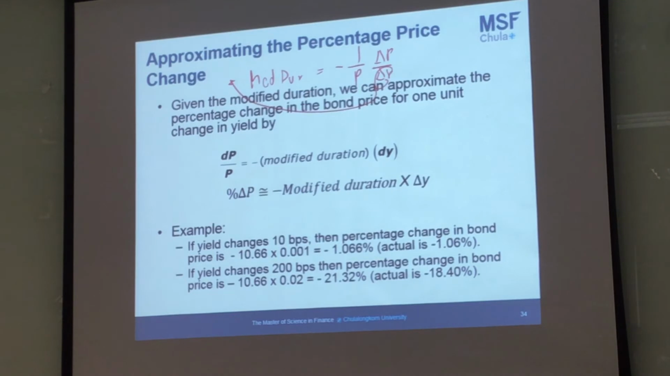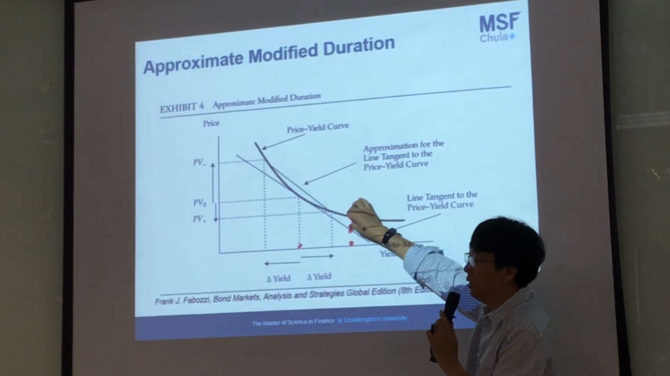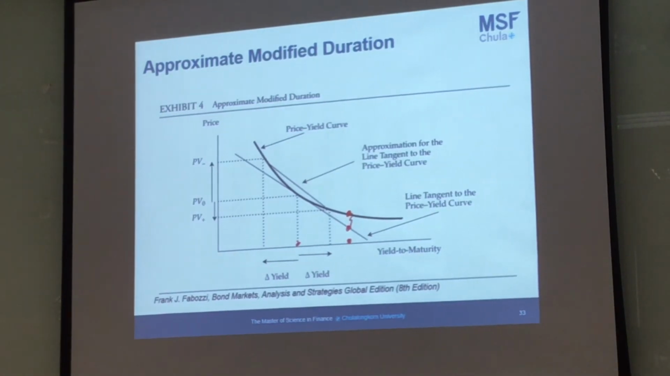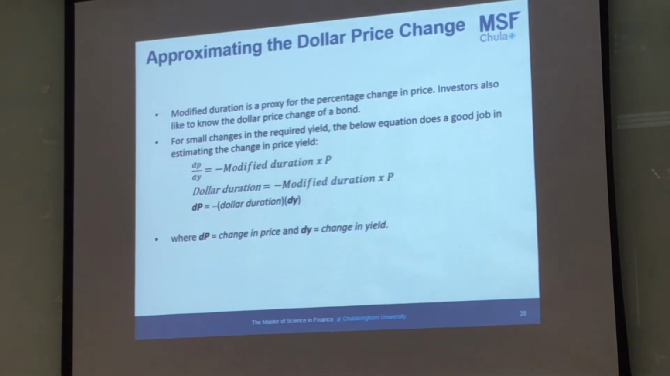Okay, so the duration can be used to predict the change of the bond price when the yield changes only a little. But when the change of the yield is quite large, duration is not enough. You need one more parameter called convexity. The convexity will help to reduce the error here. So basically convexity would capture this error. Okay, convexity will capture this error.